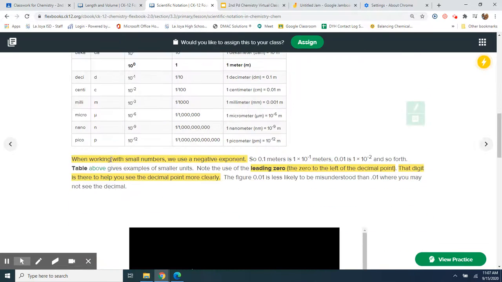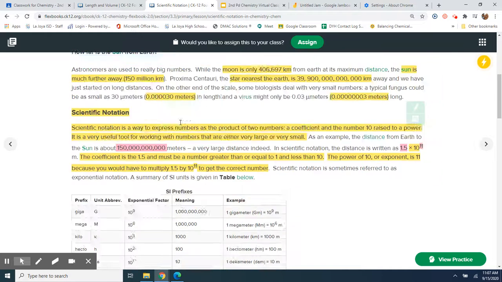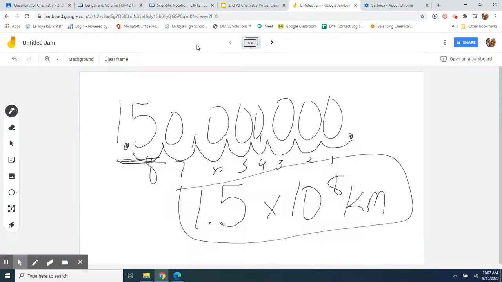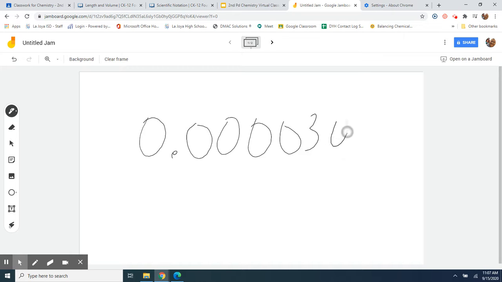Now, exponents can not only be positive, but they can be negative. And the example that I'm going to use is the one about the fungus, this 0.333 meters. So we're going to go back to Jamboard. We're going to clear the frame, and we're going to put the number that they have, 0.000030.